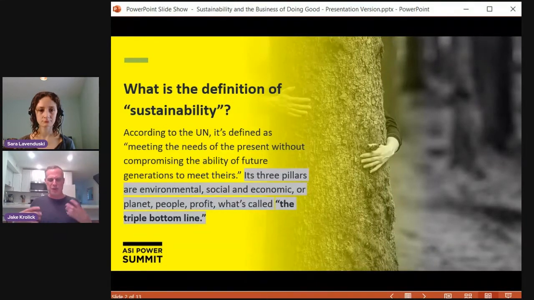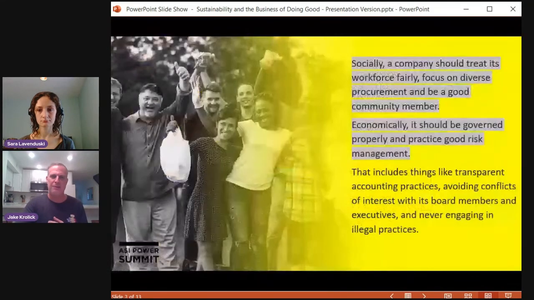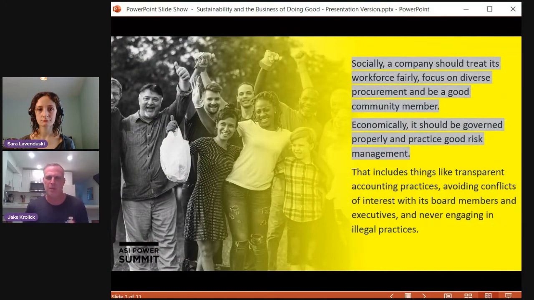And it's really been coined by John Elkington back in 1994. John Elkington is from the UK and he's the world authority on corporate responsibility. He called it the triple bottom line: planet, people, profit. Let's get into a little bit more about that. Sarah, talk to us a little bit more about this.